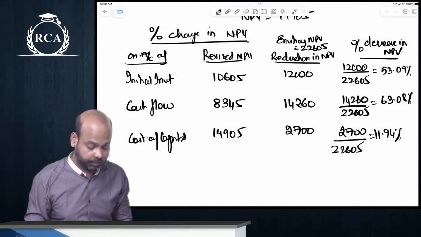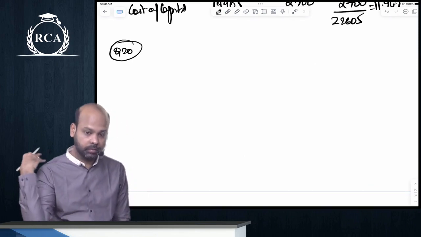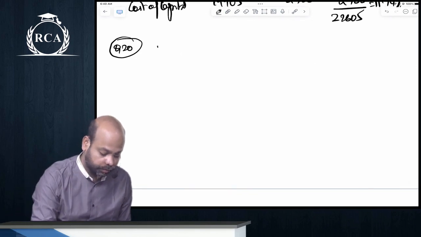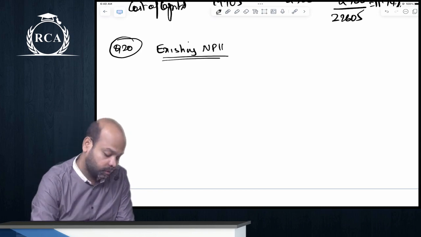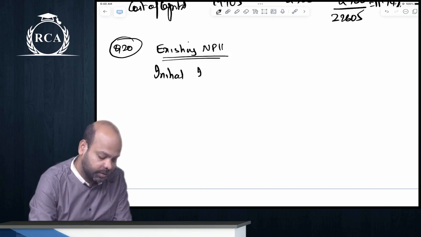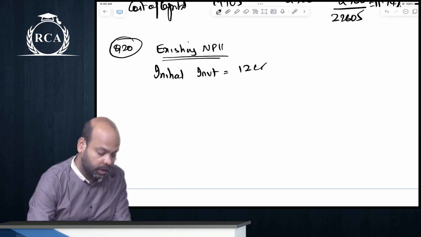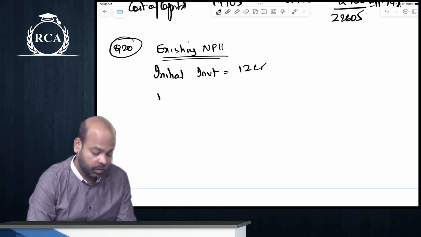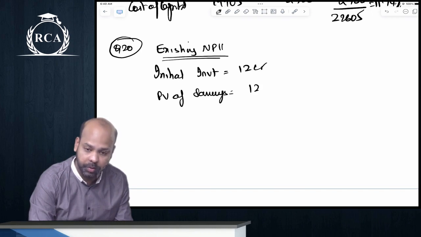Yes, kids. Existing NPV, beta. Initial investment is how much, guys? Initial investment is 12 crores. Present value of savings. As I told you, beta, compute all of this separately.